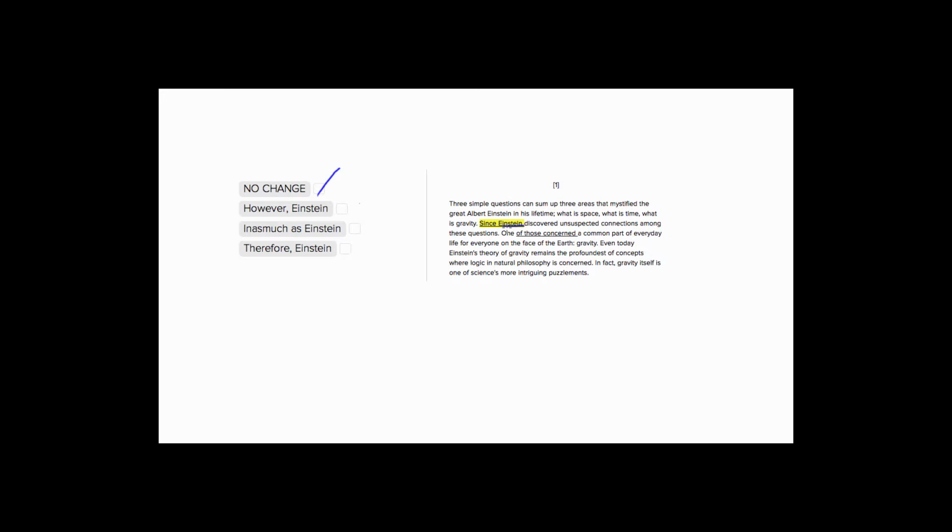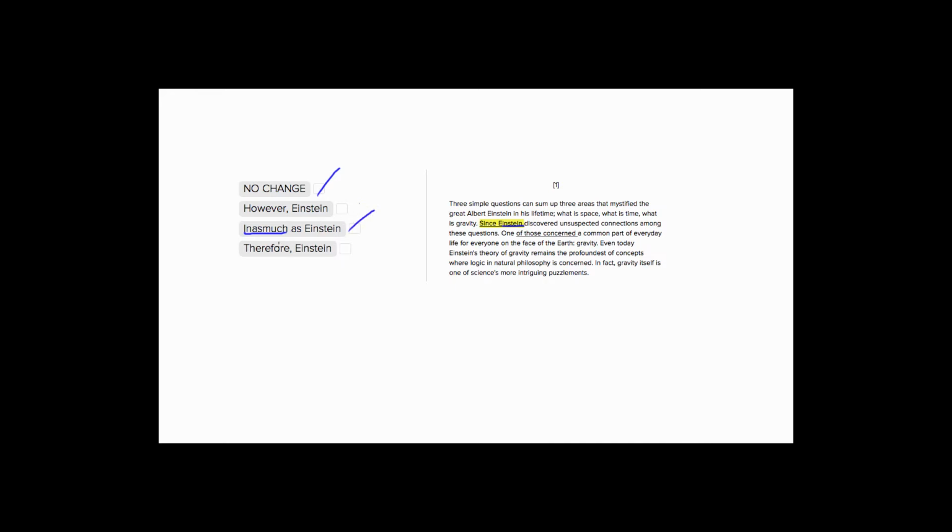Okay, our next choice is "however." So we have, "however, Einstein discovered unsuspected connections among these questions." Not a fragment, so we'll leave that for the time being. Our next one uses this "inasmuch," which is a very kind of strange word. It says, "inasmuch as Einstein discovered unsuspected connections among these questions." Also not going to work, so this "inasmuch" is functioning as a "because" or a "since," so that's also not going to be a good choice.